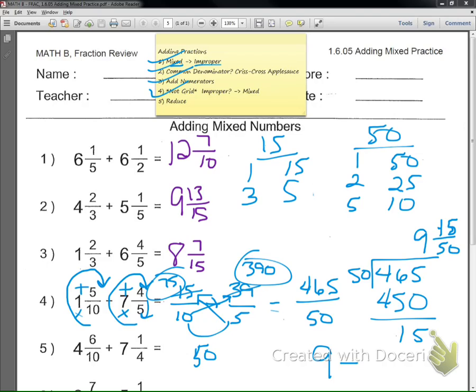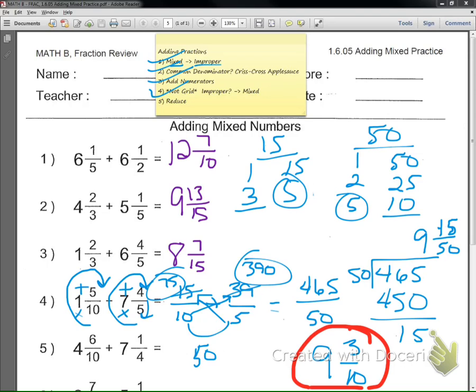The greatest common factor then is our 5, and the numbers beside our greatest common factors are 3 and 10. That means the fraction 15 over 50 reduces to 3/10. So your final answer for problem number 4 is 9 and 3/10. How'd you do?